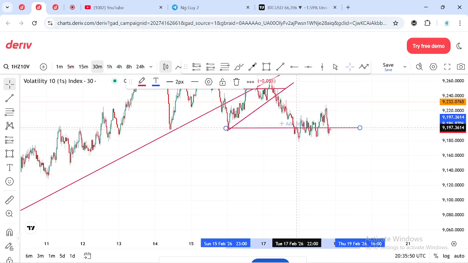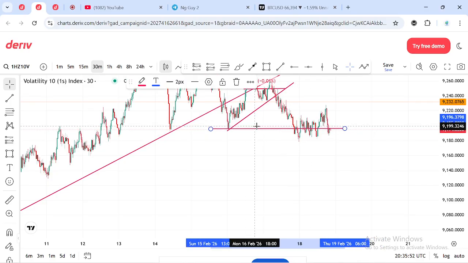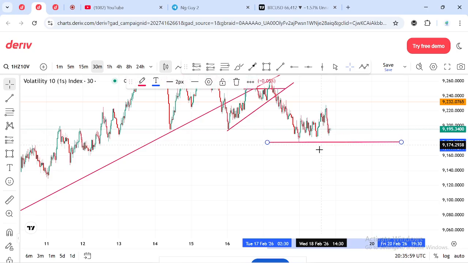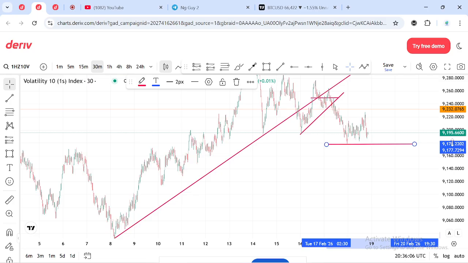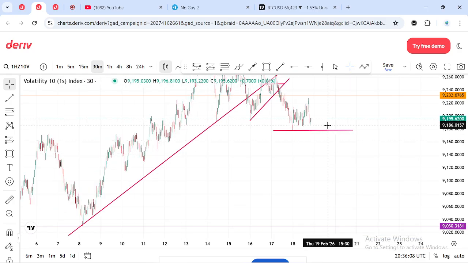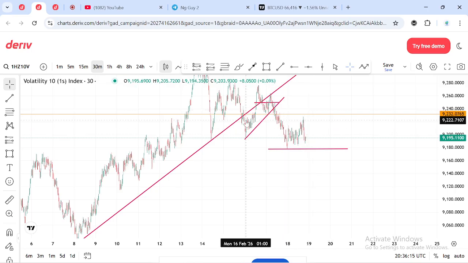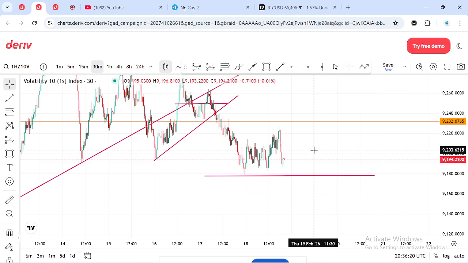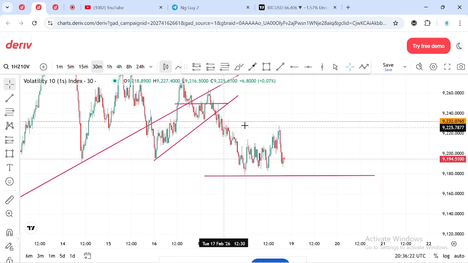So now, because it has broken this point already, what will I be looking out for? For me, I'll mark out this new level. Why? Because I want to see price break this new level and retest it. Then I will now confirm that we can now begin to have a free fall to this point. But if it doesn't break this level and retest it, then I will understand that it might want to come into this area to respect it again.